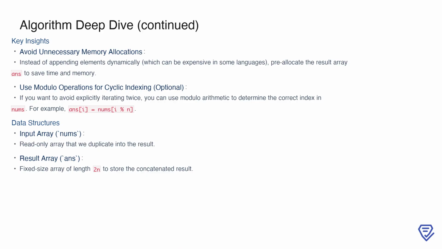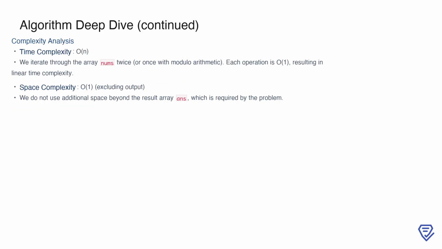On the data structure side, we are working with a read-only input array nums and a fixed-size output array A and S, which makes the implementation straightforward and memory efficient. Finally, let's analyze the complexity of our solution. The time complexity is O(n), where n is the length of the input array nums.